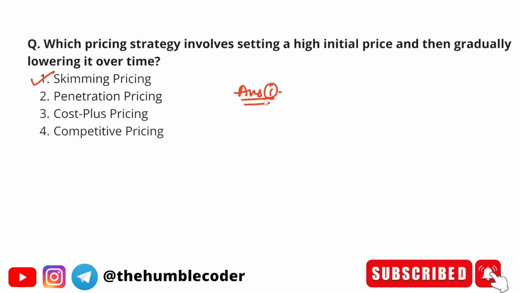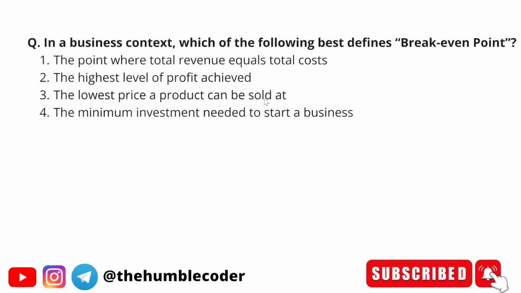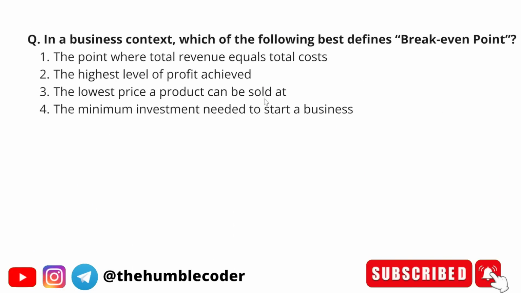Okay, moving on to the next one that we have. In a business context, which of the following best defines break even point? Okay, let's see the options that we have. The options are the point where total revenue equals total cost, the highest level of profit achieved, the lowest price a product can be sold at, and the minimum investment needed to start a business.